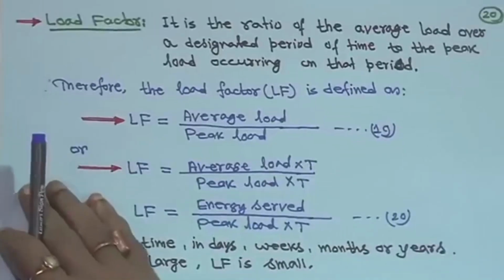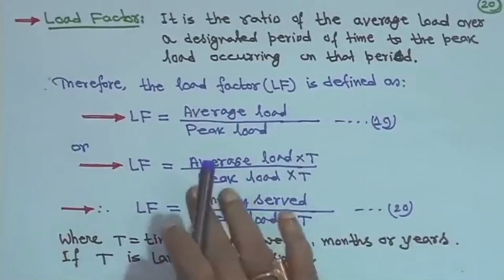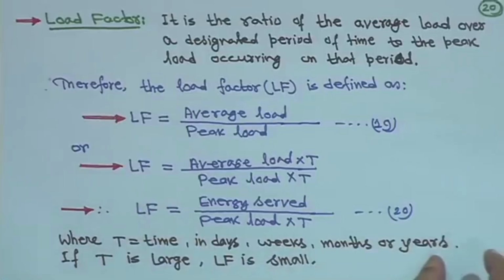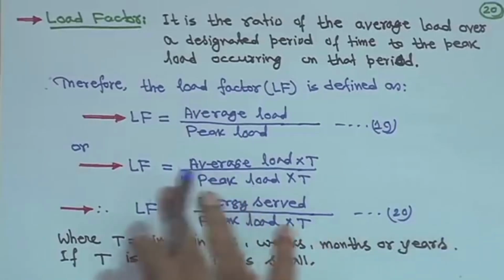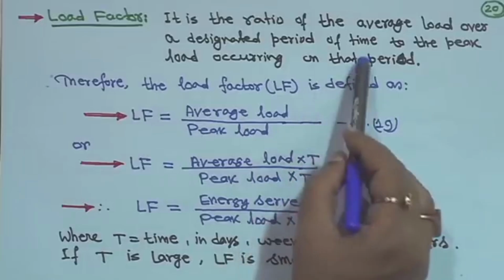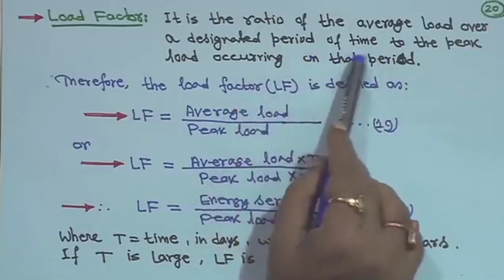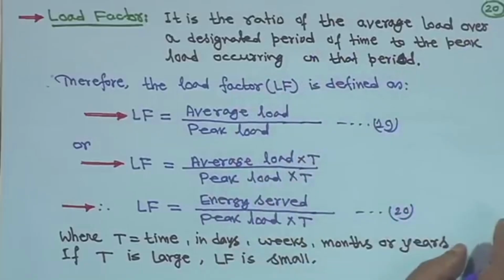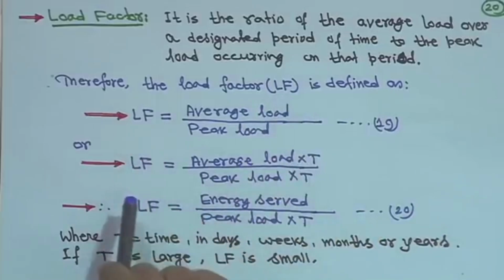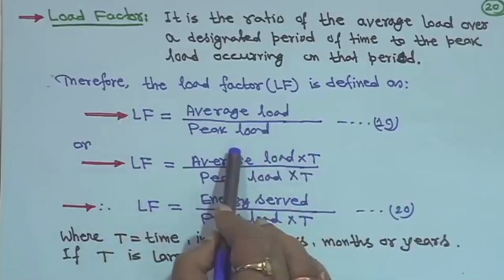Next is load factor. Actually, first we have to be familiar with all sort of terminology. Then I will take a few examples, and then things will be much clearer. That is why, before putting any example in between, we first took all this terminology. Next, load factor: it is the ratio of the average load over a designated period of time to the peak load occurring in that period. Therefore, we define load factor by LF. So, load factor is equal to average load by peak load.